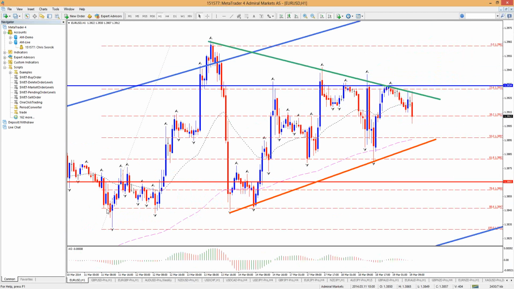The Eurodollar is getting some downside, is getting indeed the rejection off of that triangle. Resistance looking like a triangle now.